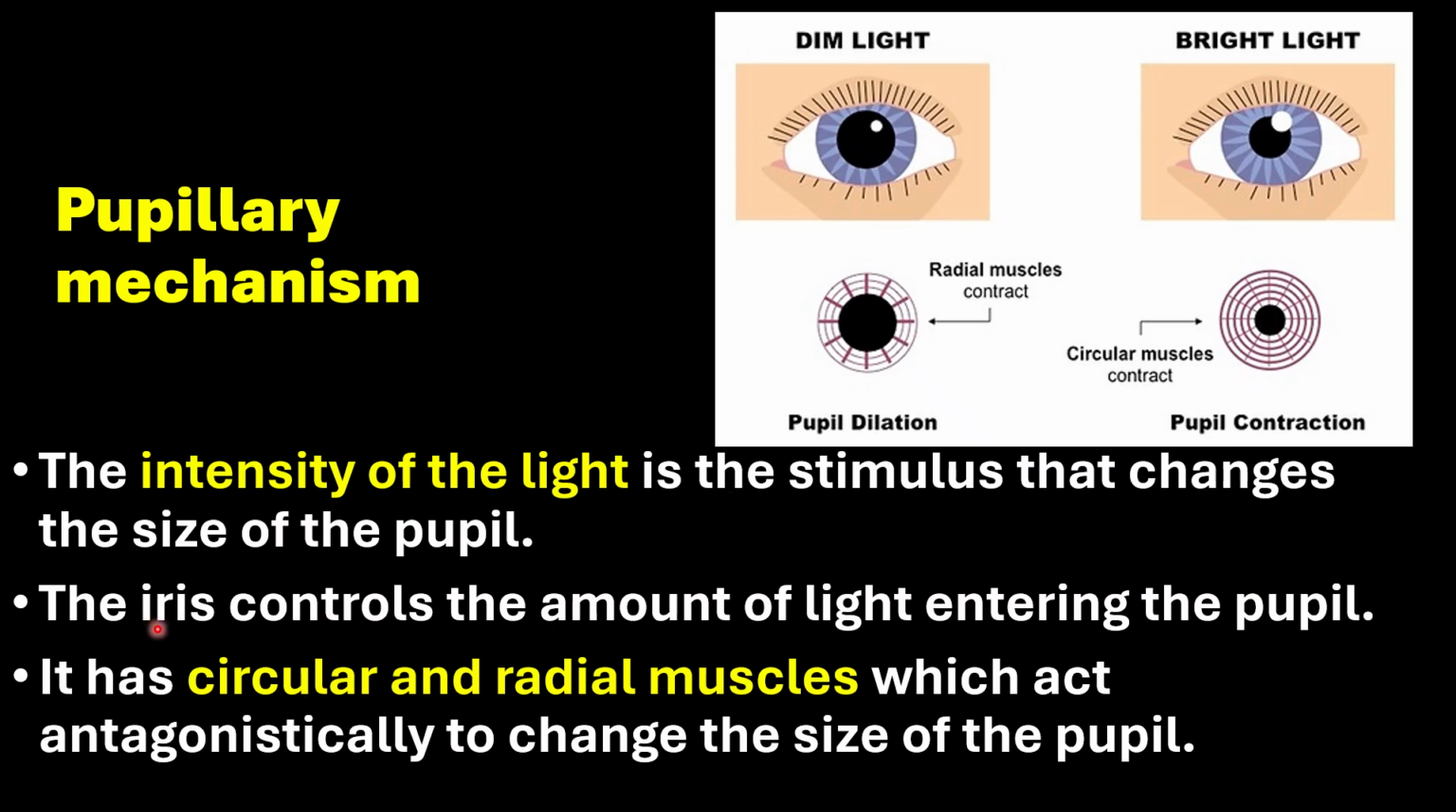But then the pupil is a space, it's an opening within the iris. You have to know the iris controls the amount of light entering the pupil. The pupil is like a window or a doorway into the inner part of the eye. And it is circular, okay? The iris is circular, and it consists of circular and radial muscles. And they behave antagonistically, they work against each other to change the size of the pupil.